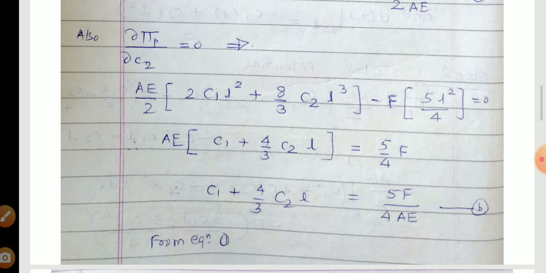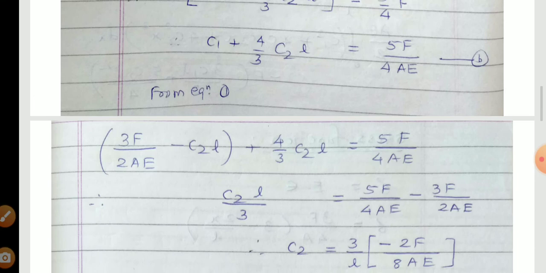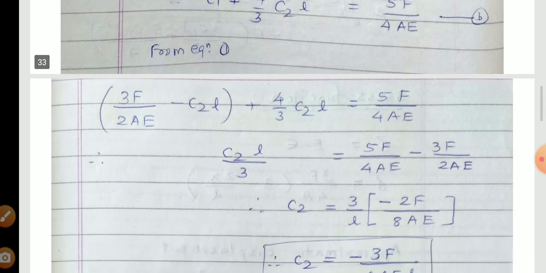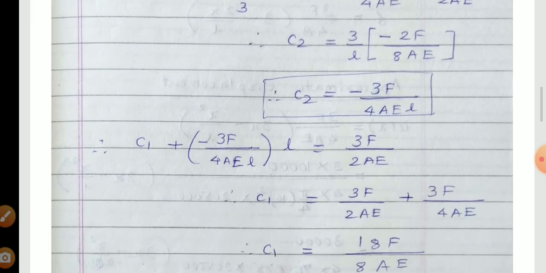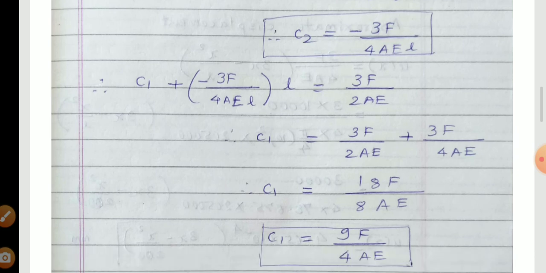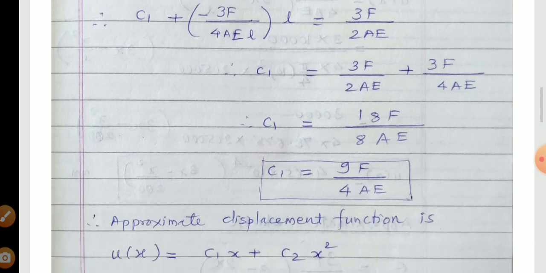Now from the equations above, you have to substitute these values and get the coefficient c2 as minus 3F by 4AEL. Use this in one of the equations, either A or B. Simplify that equation and get another coefficient, c1, as 9F by 4AE.